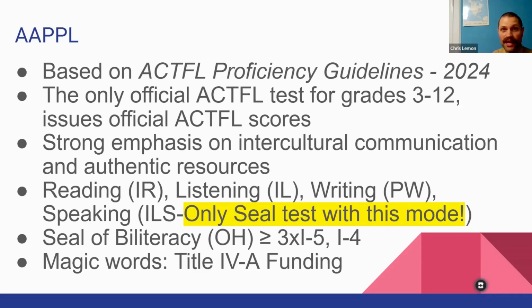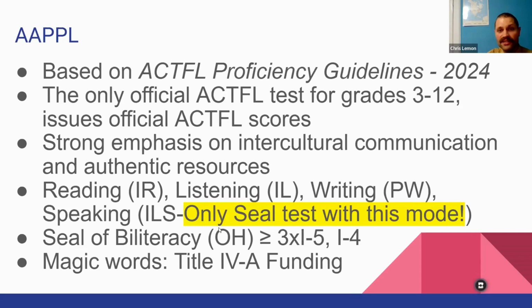You could do very well on the AAPPL and not have as much cultural knowledge, but the level that is appropriate for, right? Once you get beyond the intermediate to the advanced is when a lot more of those community sort of conversations happen. We're doing that at the intermediate level as well, but there is a strong focus on talking about yourself, which makes sense based on the level. The 4 sections are reading, listening, writing, and speaking. And the interpersonal listening and speaking, it's the only seal of biliteracy test with this mode.